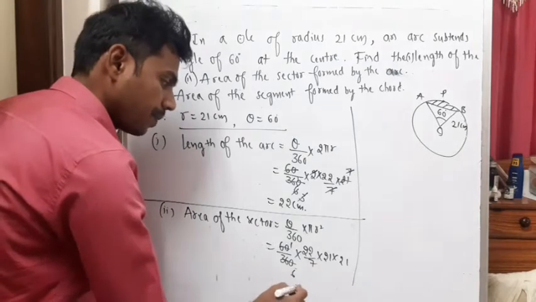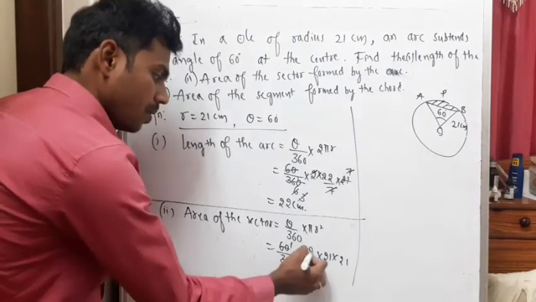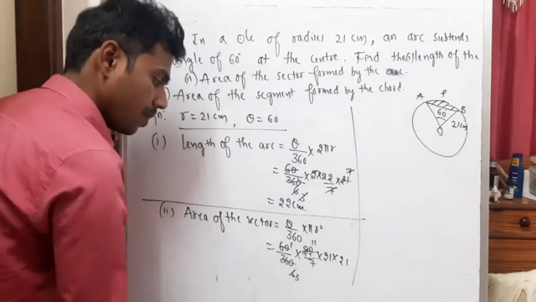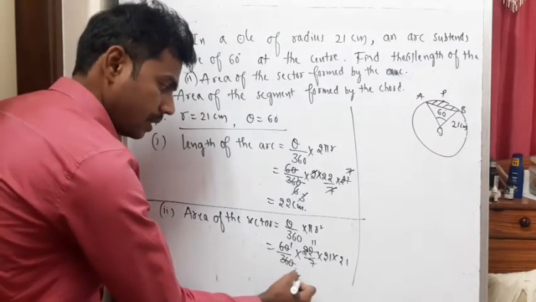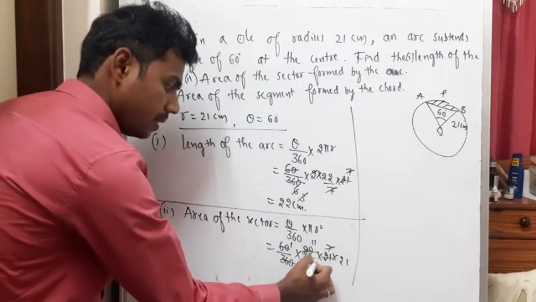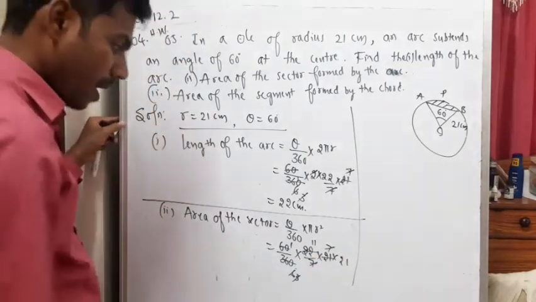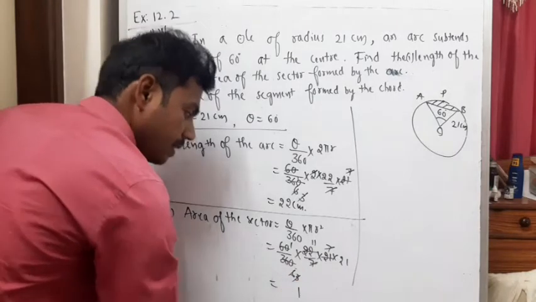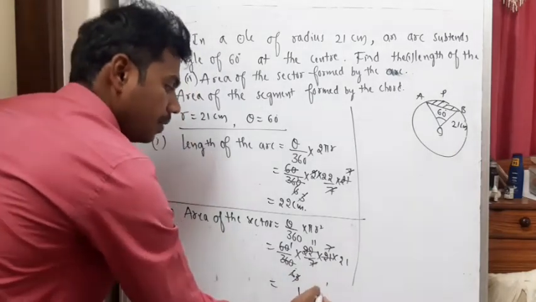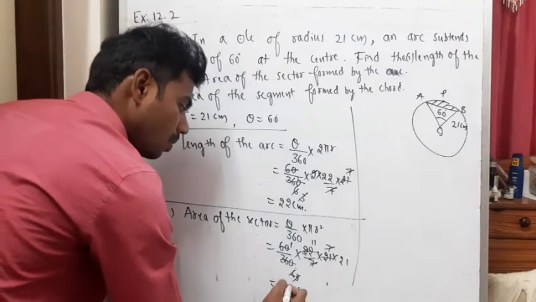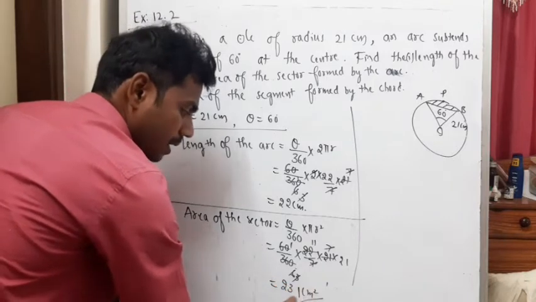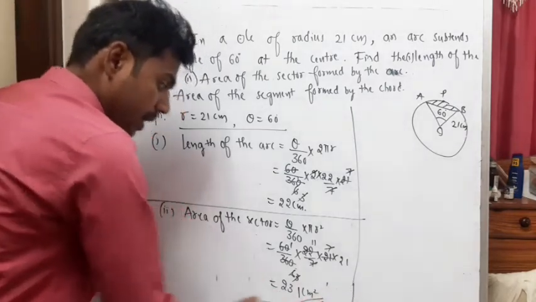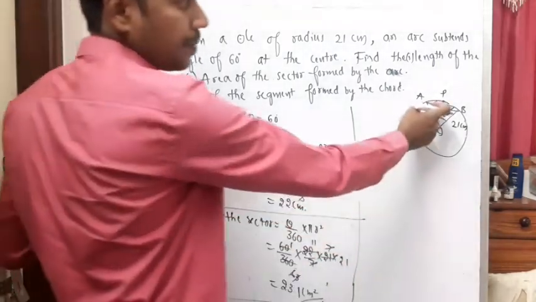Again, 6 1s are 6, 6 6s are 36. Next, 2 11s are 22, 2 3s are 6. So 3 1s are 3, 3 7s are 21, this 7 will get cancelled. So we are left with 11 and 21. 11 1s are 11, 11 2s are 22 plus 1, 23. 231 centimeter square is the area of the sector.